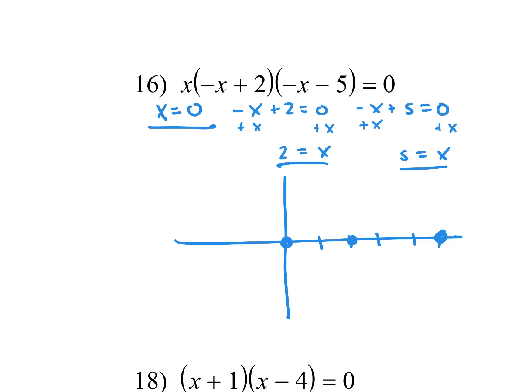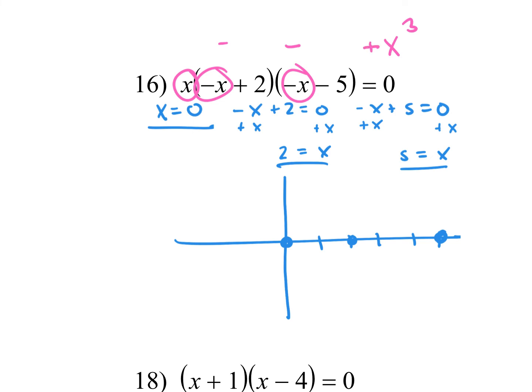Now I need to figure out the end behavior. So how many x's do I have? 3. So it's an x cubed graph. Do any of those x's have a negative in front? Yes. How many of them? 2. So I have a negative and a negative. What do 2 negatives make? A positive. So this is a positive x cubed graph.